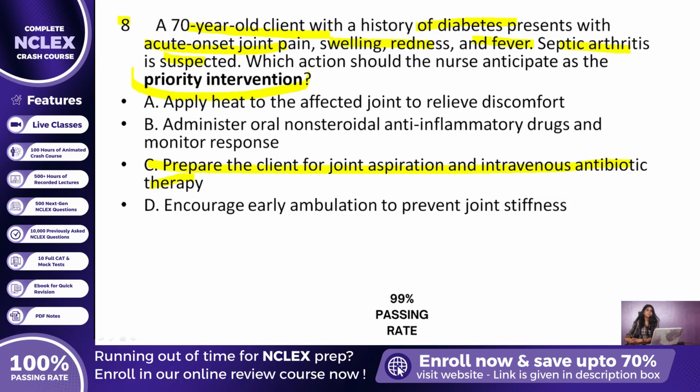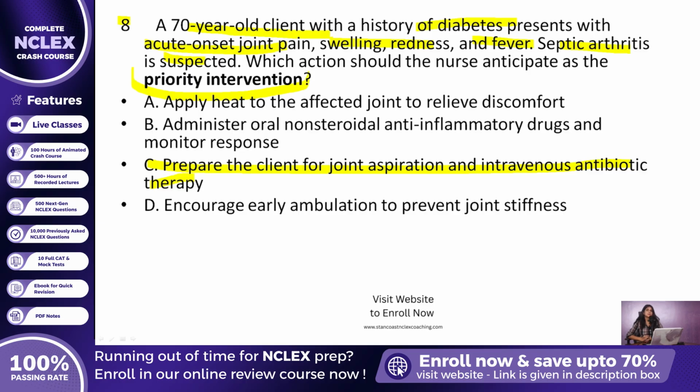Here's the rationale for why option C is correct. Septic arthritis is a medical emergency. The priority is to obtain synovial fluid through joint aspiration for culture and analysis, which confirms the diagnosis and guides targeted antibiotic treatment. Intravenous antibiotics should be started immediately after cultures are obtained to prevent joint destruction and sepsis. Let's see why other options are incorrect.